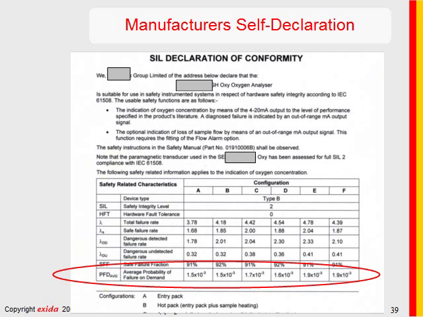But one of the things that I'm concerned about is when the manufacturer publishes a PFDavg. Take a look at these numbers down here. What variables were included and what variables were not included? I've searched through this document, and there is no indication of what variables were included or what assumptions were made. This is just not a good situation.